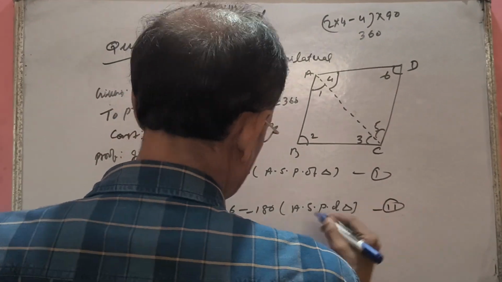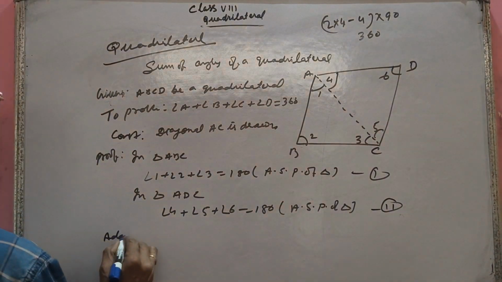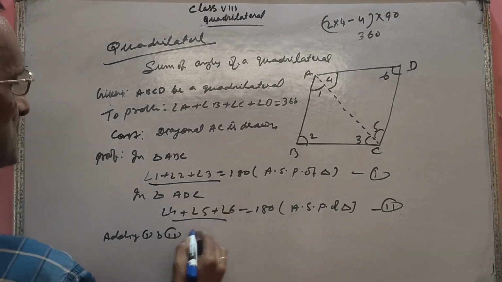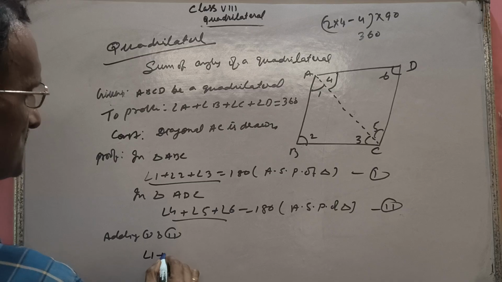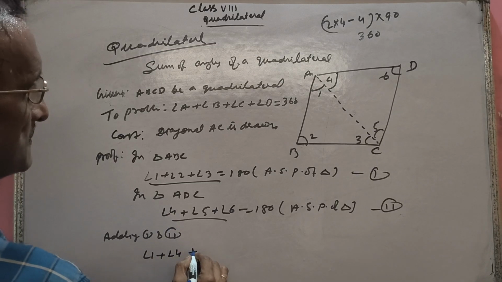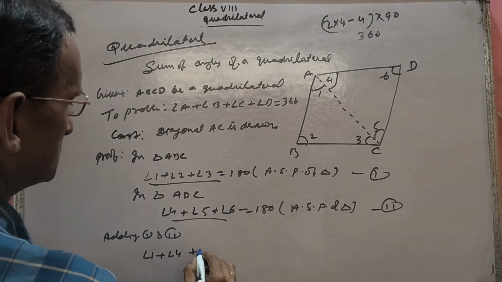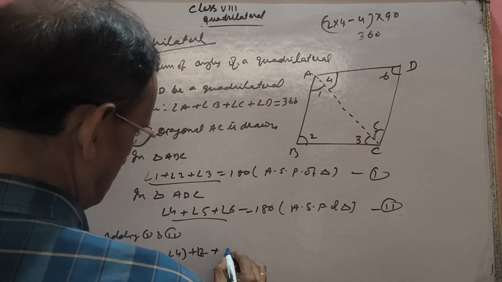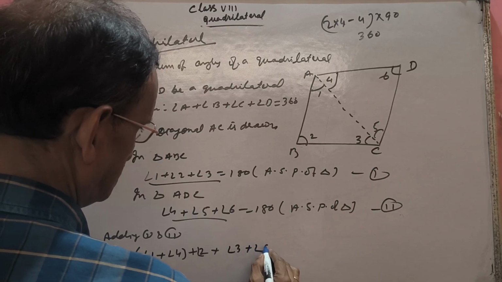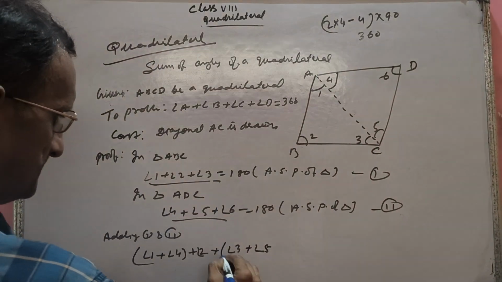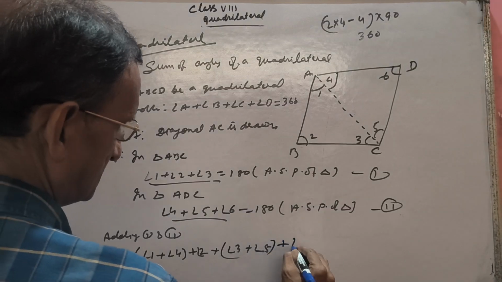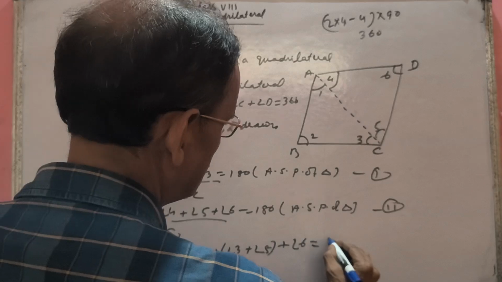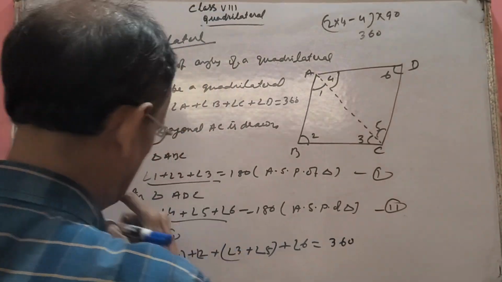Now add equation 1 and 2. Adding 1 and 2, how much do we get? Left side plus left side. So you can write angle 1 plus angle 4. Then you can write angle 2. Write these 2 in the bracket. Then you can write angle 3 plus angle 5, and then angle 6. And right side what will be? 180 plus 180 equal to 360 degrees.